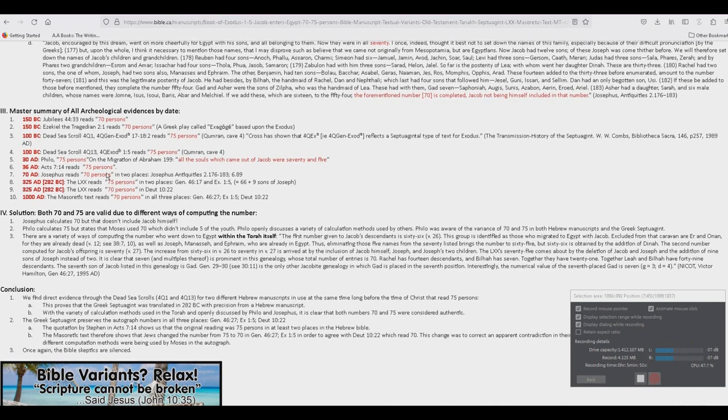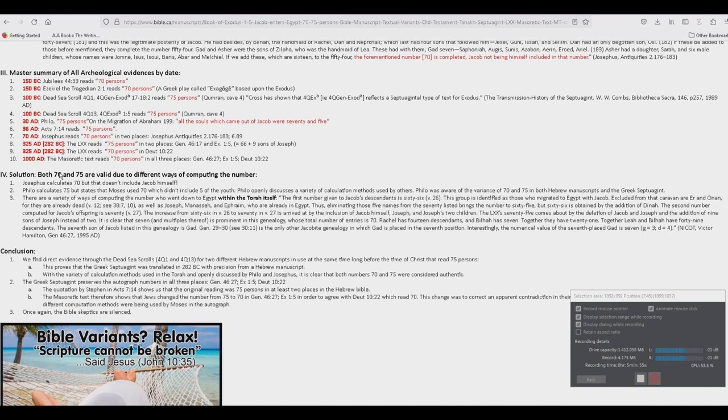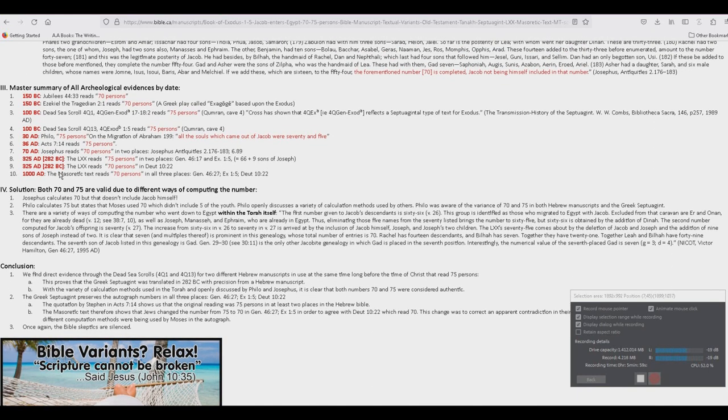The crux of the matter is this, okay? Here's a master summary of all archaeological evidences to date. Now, you'll notice that most of these existed, these 2 different numbers, 70 or 75, existed at least 100 years before Jesus. So 150 BC, Jubilees reads 70 people. 150 BC, Ezekiel the tragedian reads 70. 100 BC, Dead Sea Scroll 4Q1 reads 75 people in Exodus, right? 100 BC, Dead Sea Scroll 4Q13 reads 75 persons in Exodus, in Hebrew.